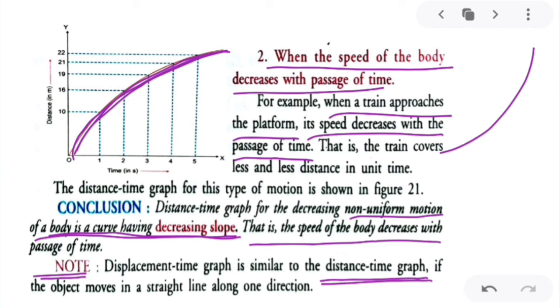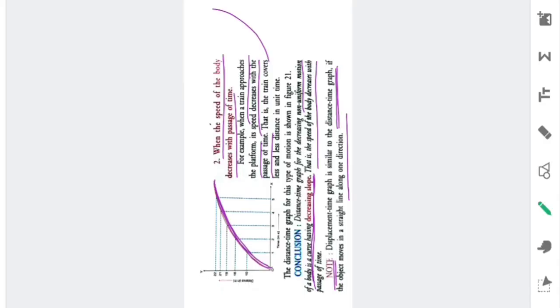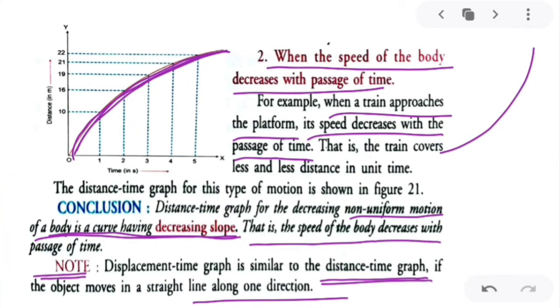So the displacement time graph is similar to the distance time graph if the object moves in a straight line in one direction. All the graphical methods will represent the same type of graph for displacement also. So that's all.